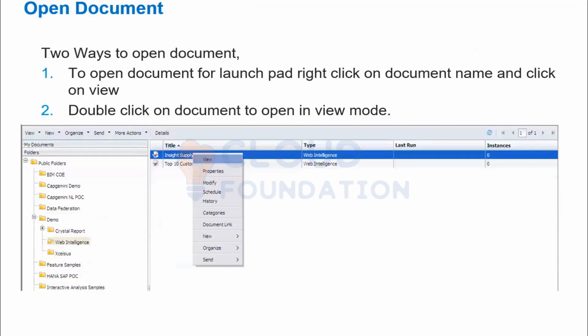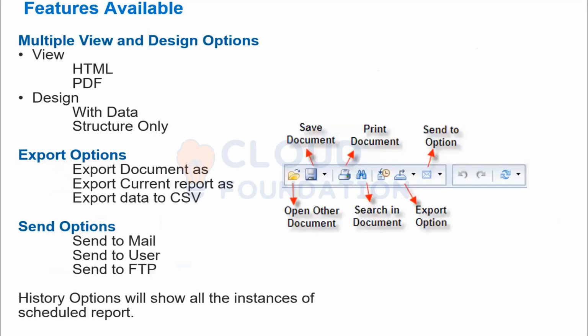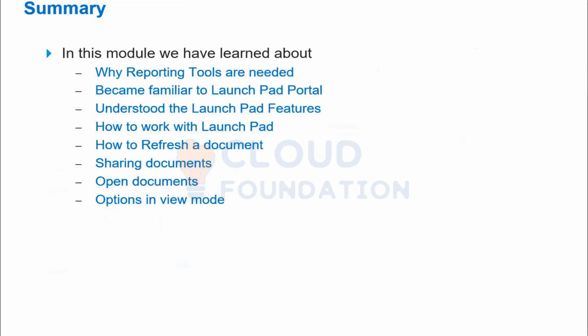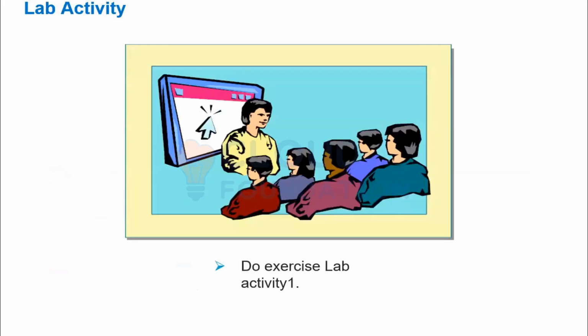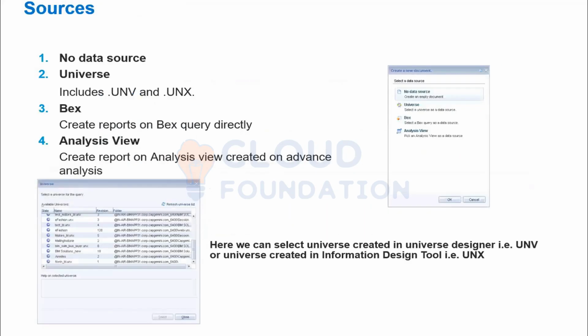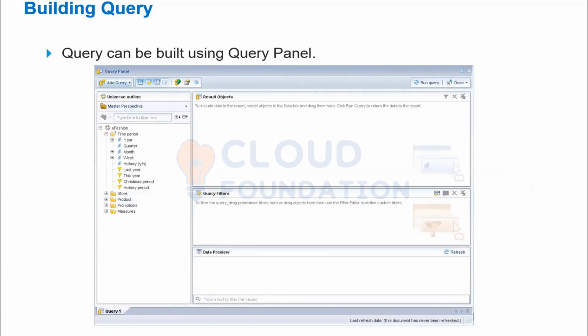How we can share the documents. What are the features available like in the toolbar? What are all the options available? What are the types of data sources? How we can build a query using Query Panel.